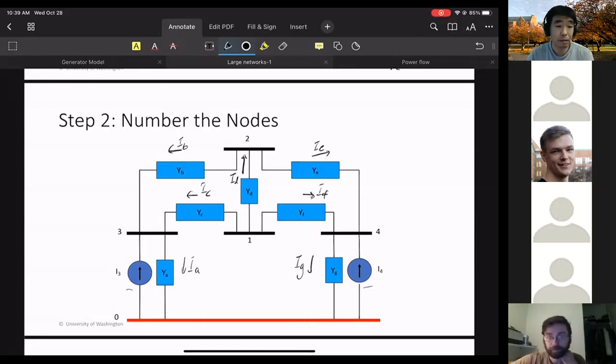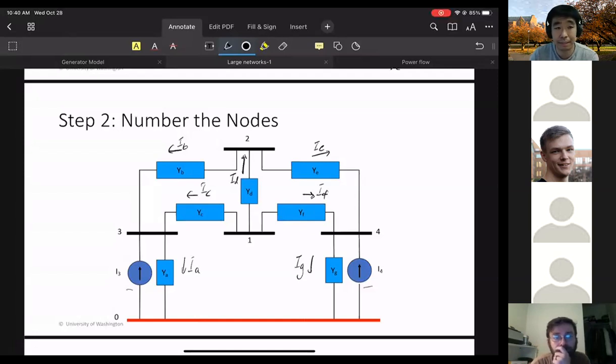Okay, so we'll flow in lexicographical order, and everything goes into zero. That's the convention for the current. So we'll go from 1 to 2, 2 to 3. When it's the reference, we'll go from 3 to 0. And when we have a current source, we'll respect the direction of the current source. This is the direction of current flow.